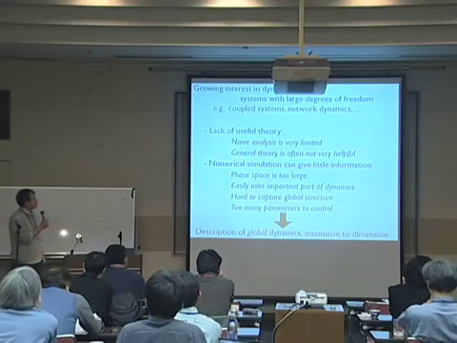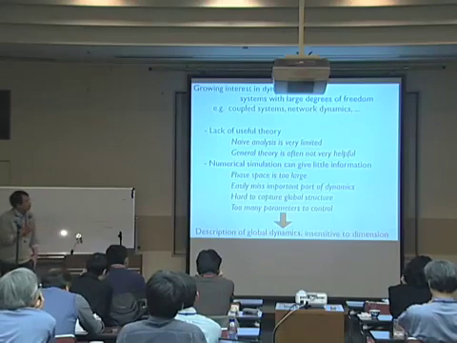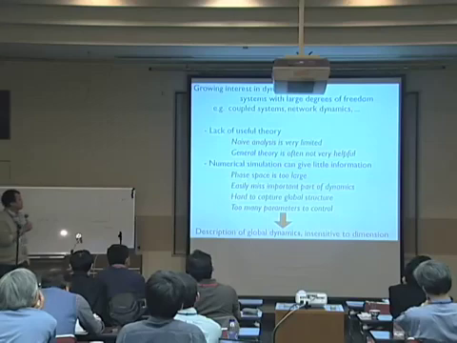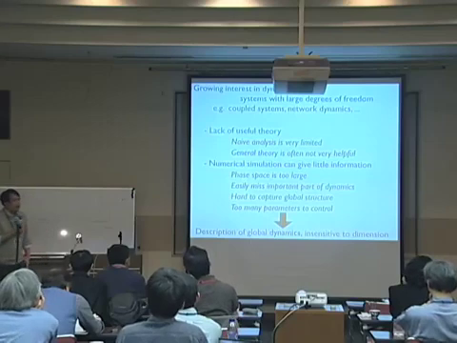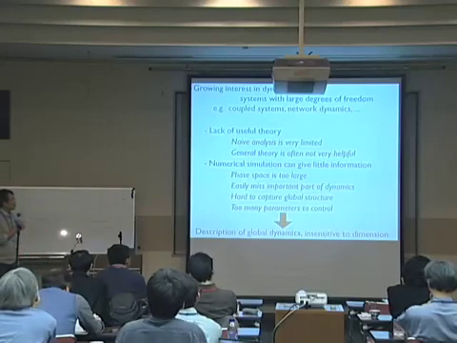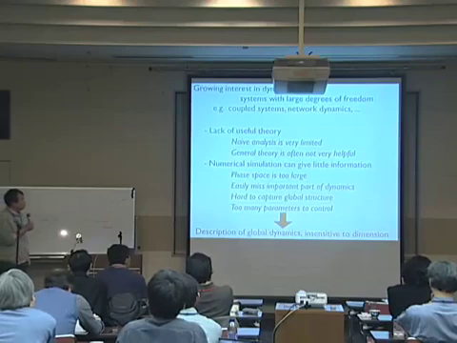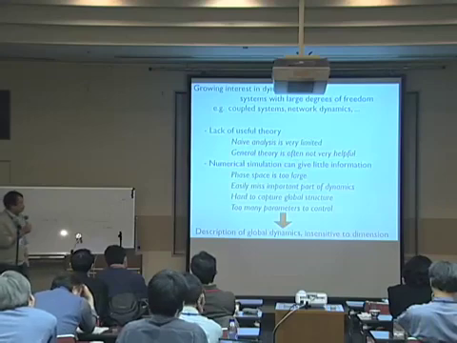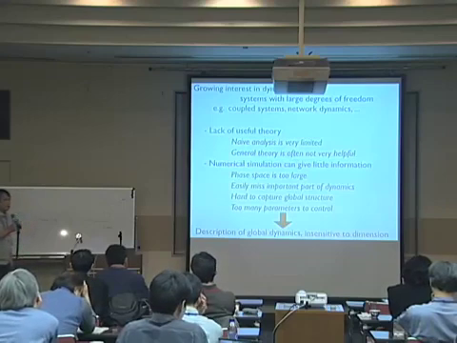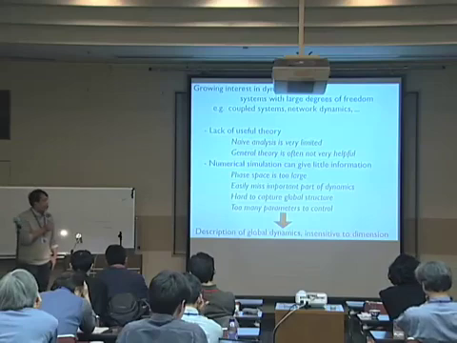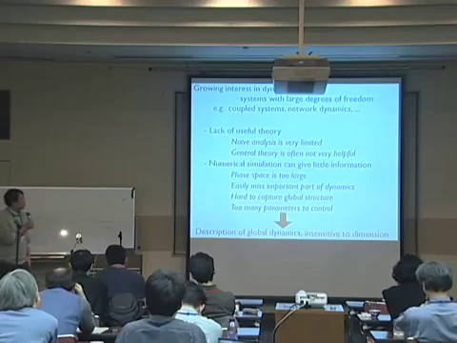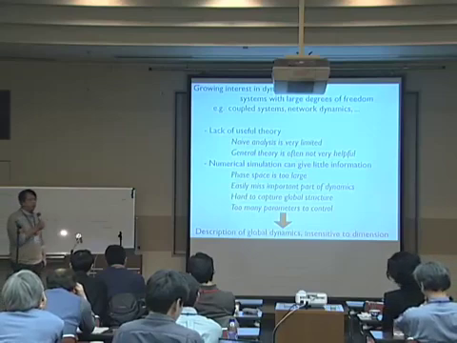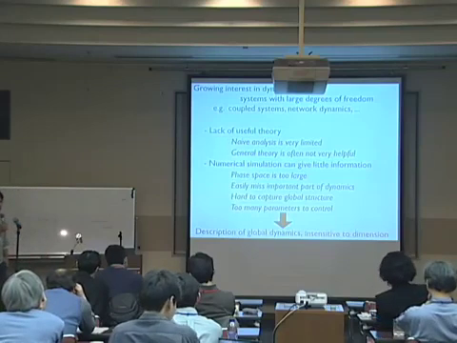On the other hand, general theory is often not very helpful. So one may want to use numerical simulation instead, but numerical simulation doesn't always give good enough information, simply because phase space is too large, so one easily misses important parts of the dynamics, which means that it is very difficult to capture the global structure of the dynamics. And very often systems have parameters, sometimes many parameters, too many to control for systematic study.